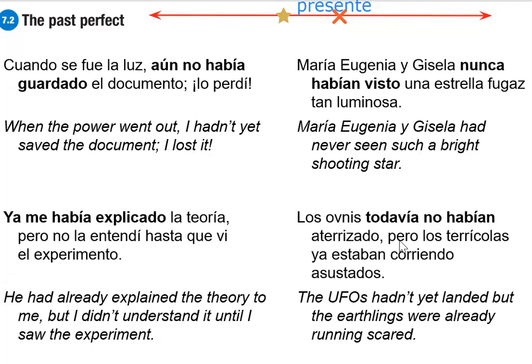Because again, referring to stuff in the past, a lot of times you might want to say, I had already done that, or I had never done that, or hadn't yet done it, or still hadn't done it. And that's where these words come into play, aún, todavía, and of course the nunca and ya, real common to see in these constructions as well.